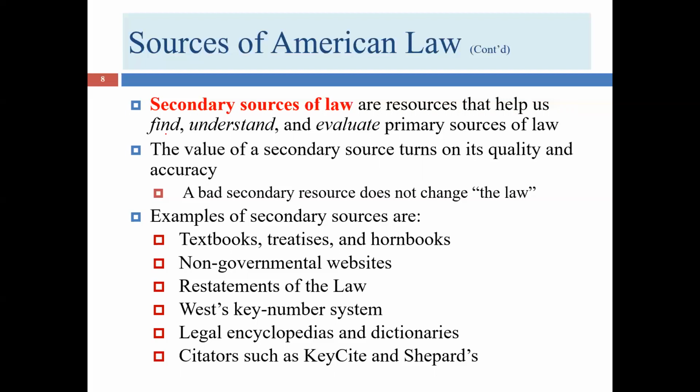And of course, one of the big secondary sources that we use in this course is going to be Westlaw. We'll be talking in more detail about how we use Westlaw, when we use Westlaw, and what tools are available in Westlaw. But there are other resources, such as these lectures and the textbook, and of course our Canvas classroom, that will help us find these resources. So as you look on Canvas, you'll see, for example, I have links to various statutes. That link is a secondary source of law. It isn't actually the law, but it helps you find that law.